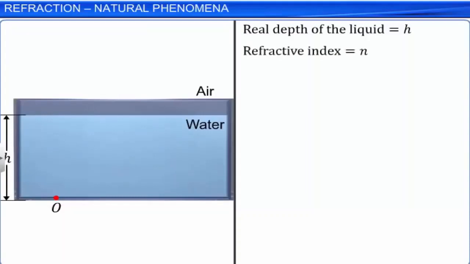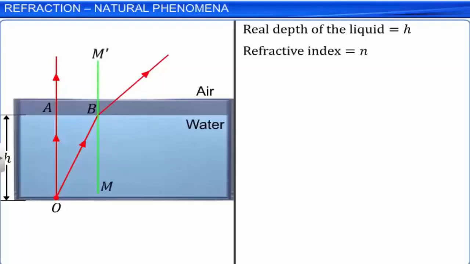Let OA be a light ray that strikes the liquid-air interface normally and hence travels without any deviation. Consider another light ray, OB, close to OA. Since OB travels from a denser to a rarer medium, it bends away from the normal MM' and forms a ray BC. The ray BC appears to diverge from O'. Then, O' is the image of O and AO' is the apparent depth of the liquid, say H'.